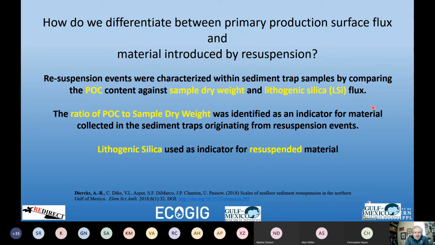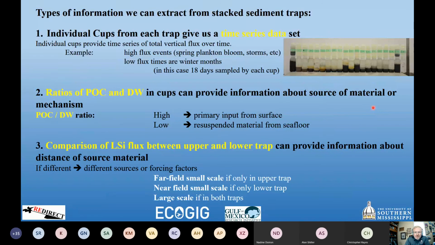Same thing with lithogenic material. Lithogenic silica is a good indicator for resuspended material. The more lithogenic material we have, either it's a river input, but again, it is bound in coagulates or aggregates, stuck together, and is not easily resuspended. But in general, we assume that lithogenic silica is a good indicator for resuspended material. So for these stacked sediment traps, we need two to do this whole thing, not just one. Now, with two, we can differentiate between the resuspension methods.